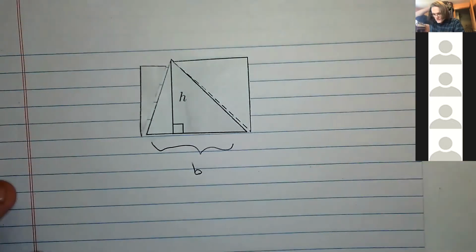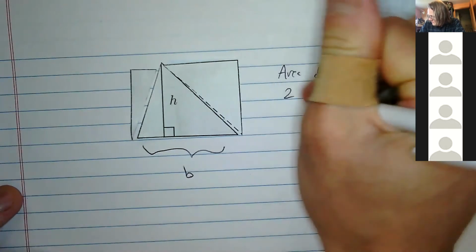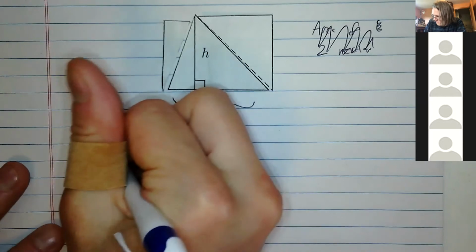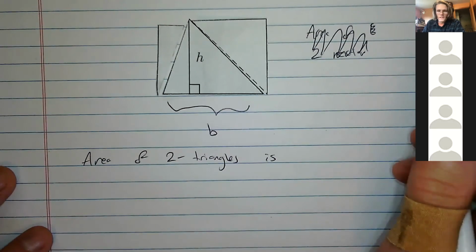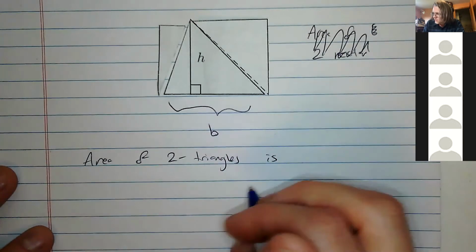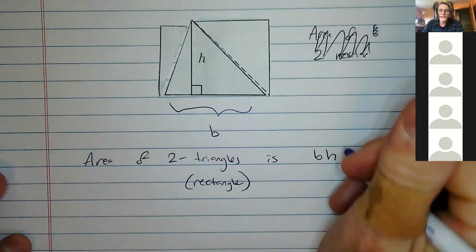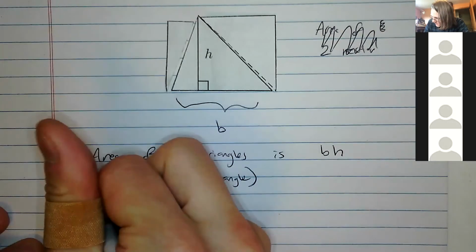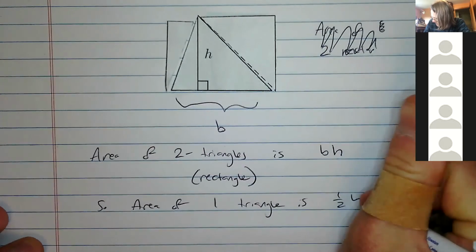Right? So area of 2 triangles, let me just write that again. I'll put down here, area of 2 triangles is, and so again, the height is the height of this rectangle that we made, and the base is the base of the rectangle. So the area of 2 triangles, a rectangle, is base times height. And so just like the other triangle we did, the area of 1 triangle is exactly half that. So area of 1 triangle is 1/2 base times height.